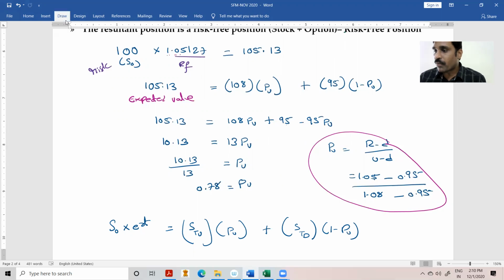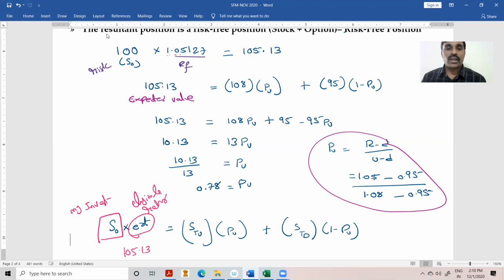So, on my investment, this is my investment amount of 100. This is my eligible return. So my expected value will be 1.015. For that, what should be the probability?